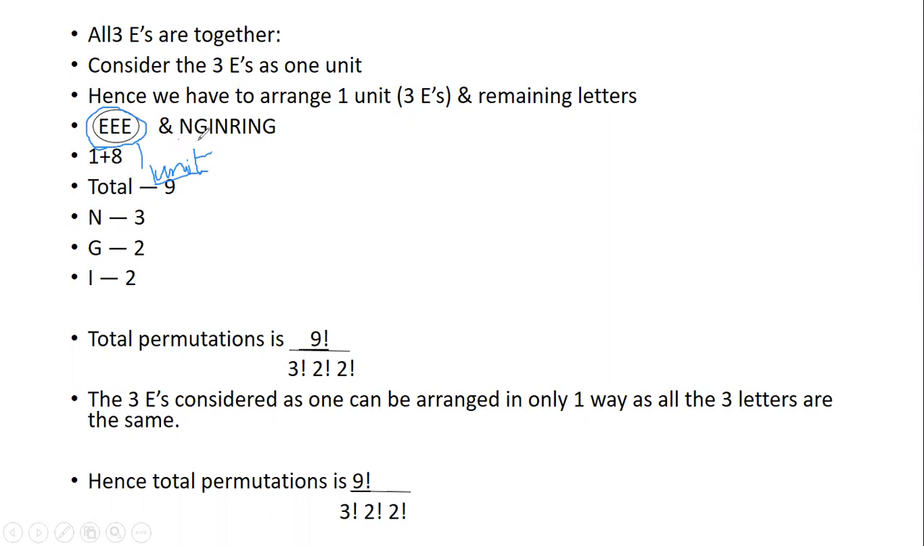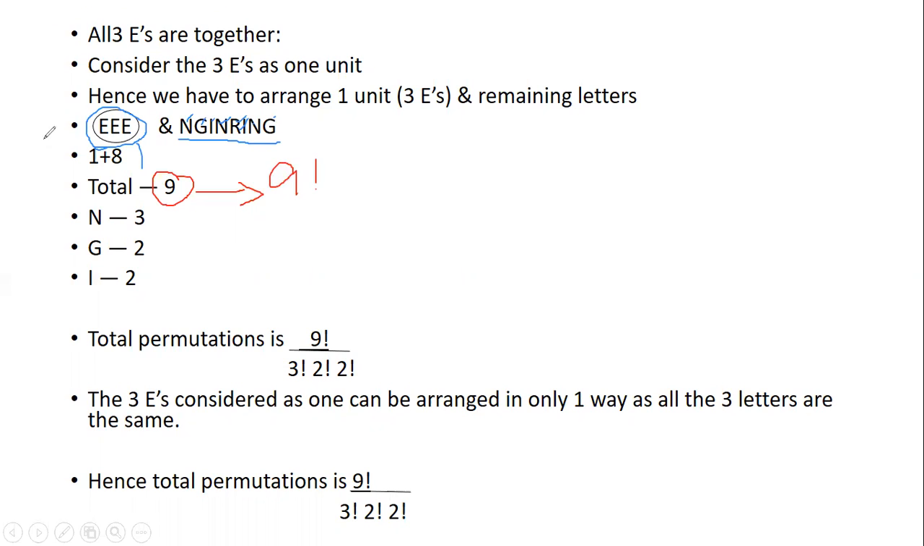And then the rest of the letters, how many more letters are left out? 1, 2, 3, 4, 5, 6, 7, 8. 8 letters are left out. So 1 unit plus 8 other letters, I have 9 letters in total, or 9 units that I have to consider. So 9 units, I can arrange them in 9 factorial ways.